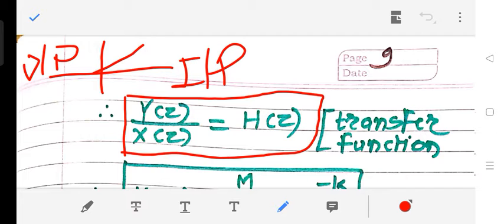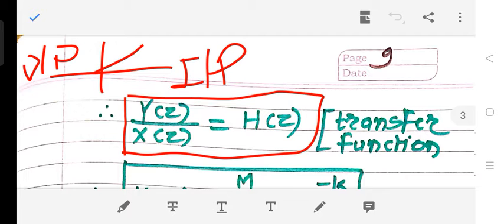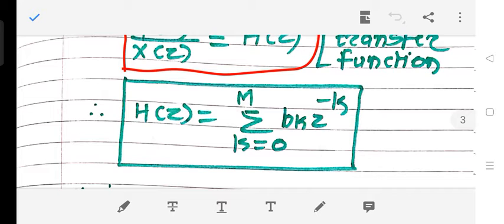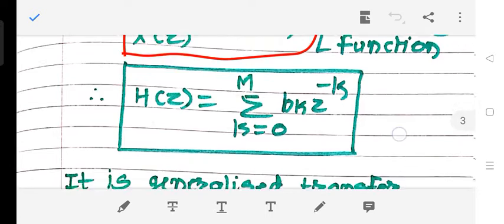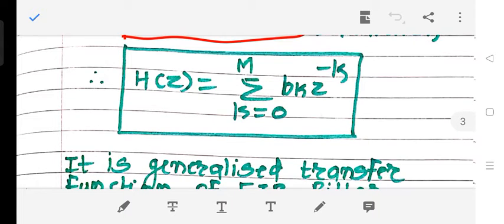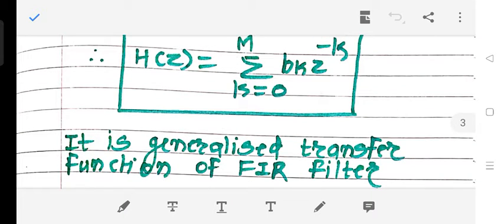Okay, so hope you are getting this concept. So Y of z upon X of z is H of z. So what is H of z? Summation k varies from 0 to M, b_k z to the power minus k. This is the generalized transfer function of the FIR filter, which I have enclosed in the rectangular box above.